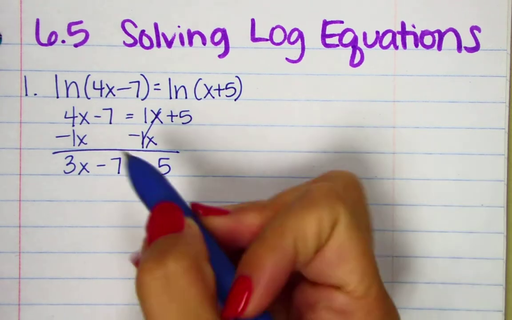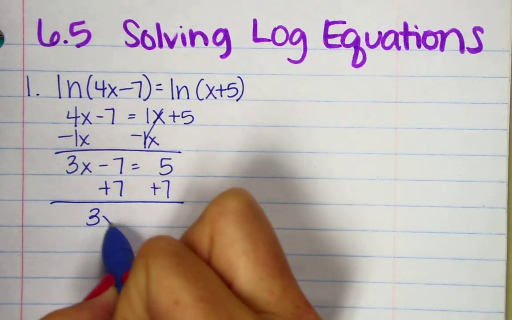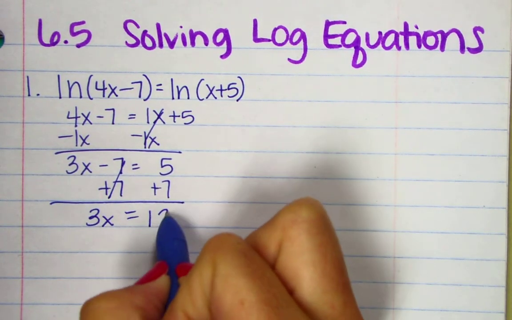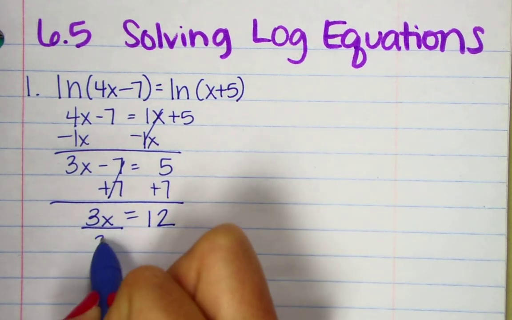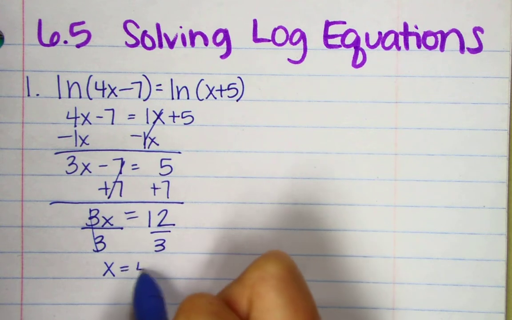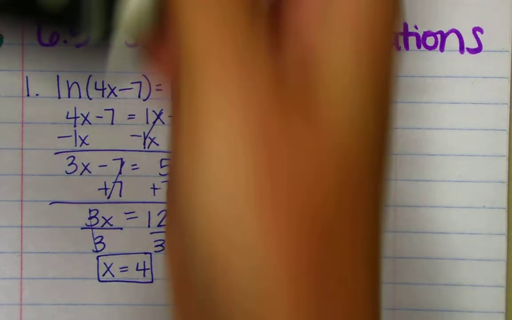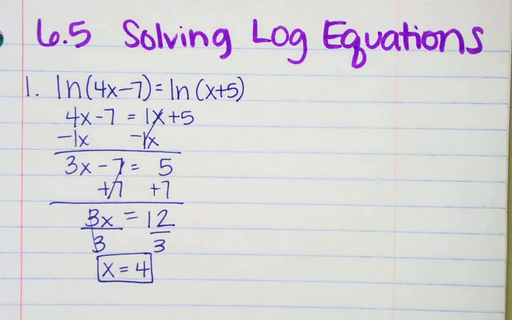Then plus 7. And then divide by 3. What's 12 divided by 3? X equals 4. Good. All right, it's just that simple. It doesn't always have to be a whole number, right? But most of the time I make them pretty easy whole numbers so that you feel confident about it.